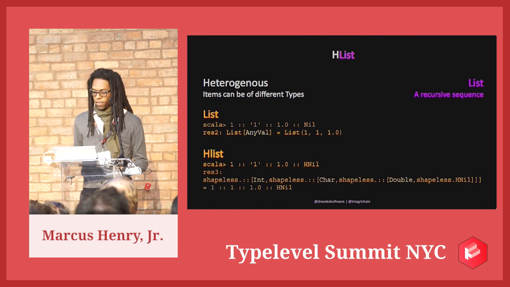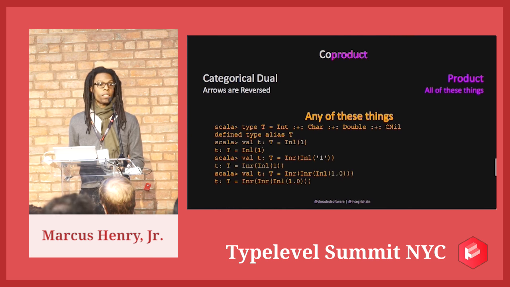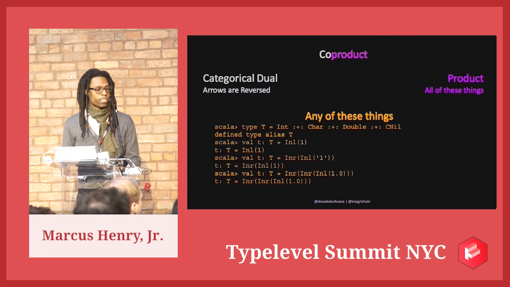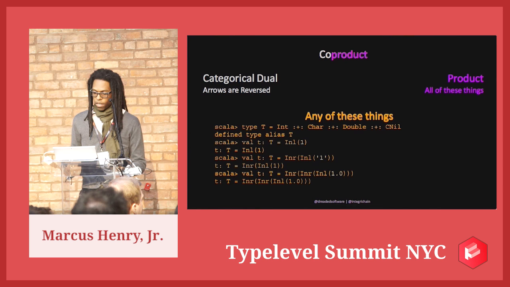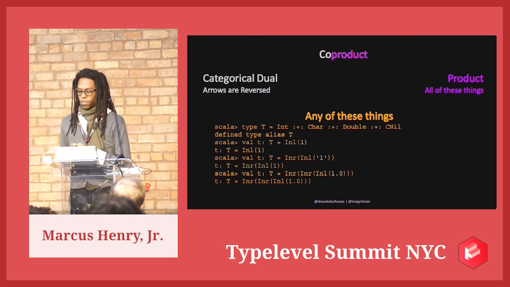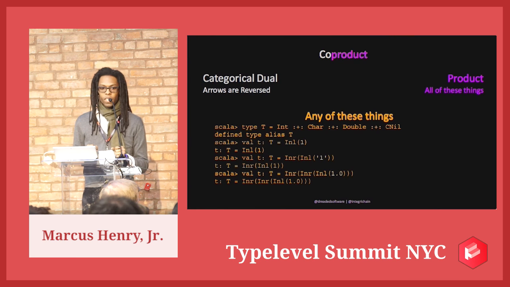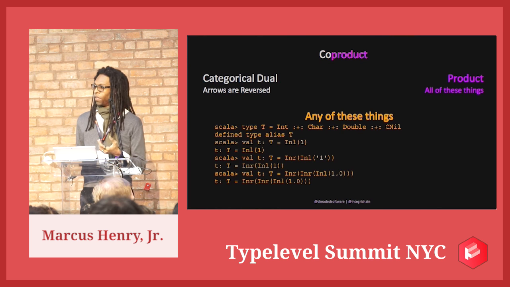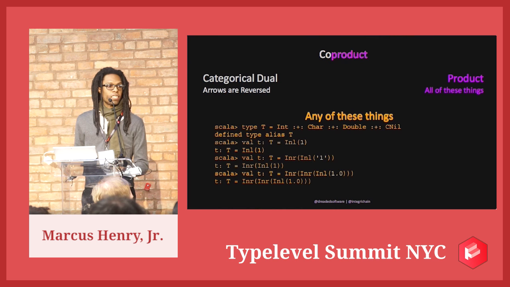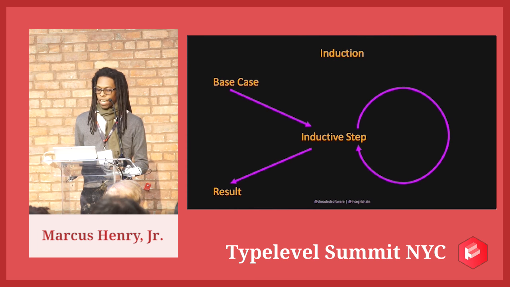The second thing that we're going to use from shapeless is coproduct. Coproduct is the categorical dual of a product. It means any of these things. So instead of having an int, a char, and a double, it's an int, or a char, or a double. And we also need to know how to perform induction. So we'll do a little short thing about that. Induction, all it is, you take a base case, you apply an inductive step, you apply that inductive step again, and you get a result. That's all you do. That's induction.